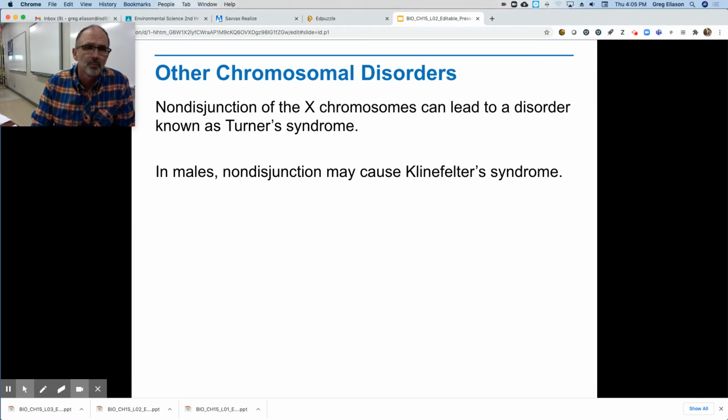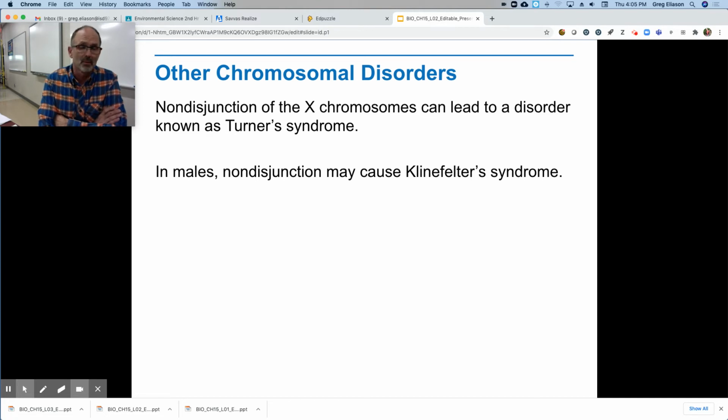There's also a non-disjunction of the X chromosome that leads to a disorder known as Turner syndrome. And then in males, you end up with an extra X, and in males, non-disjunction may cause Klinefelter syndrome. So there's a couple of disorders that both end up having both psychological effects and physical characteristics to each of those.